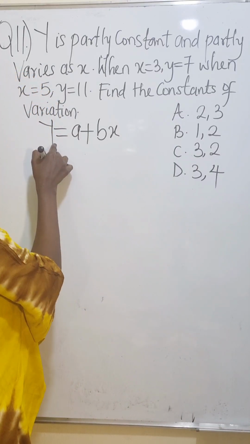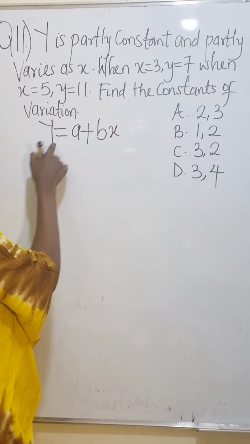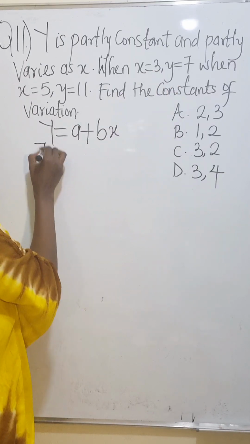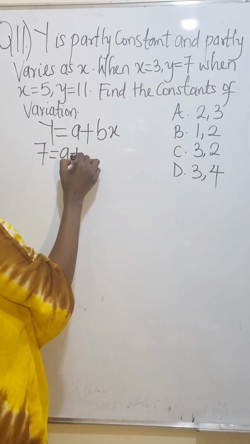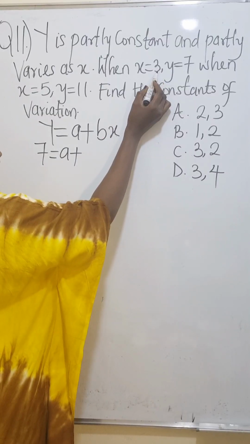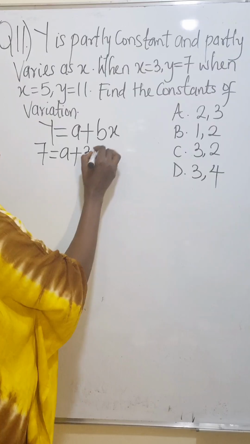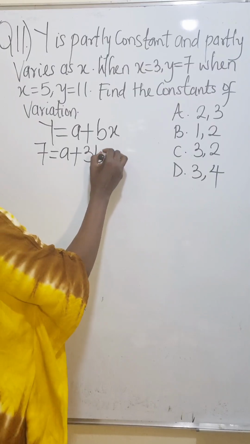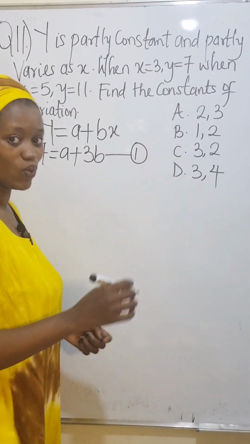Now, let's substitute. When x is equal to 3, y is 7. So this is 7 is equal to a plus b times x. X is what? 3, right? So if you substitute 3 here, we have 3 times b, which is 3b. So this is our equation 1.